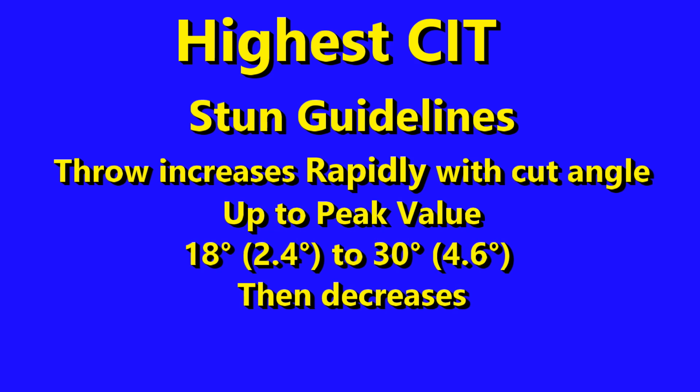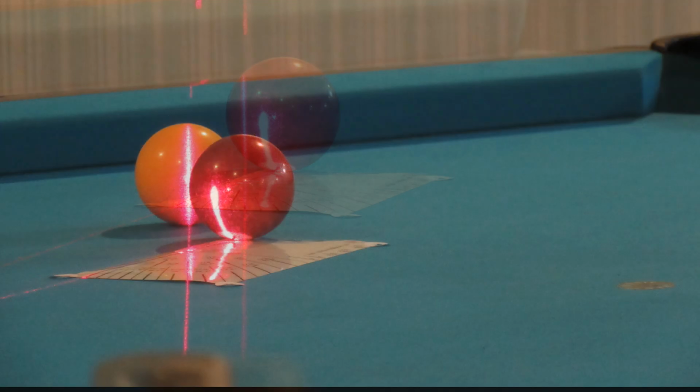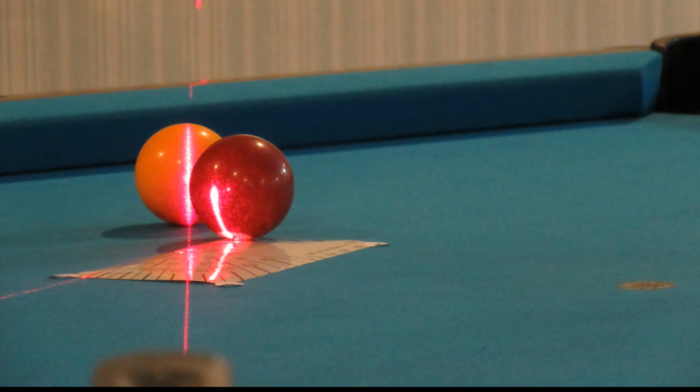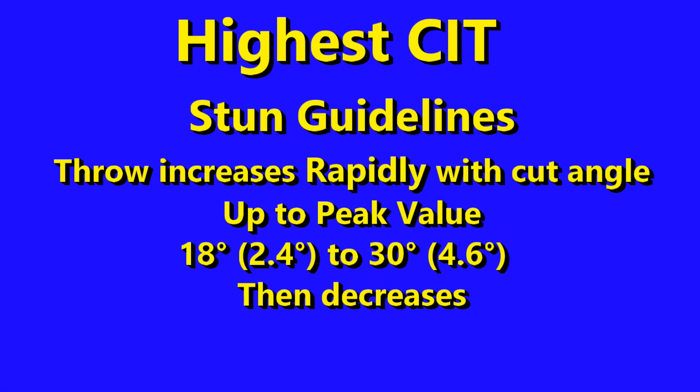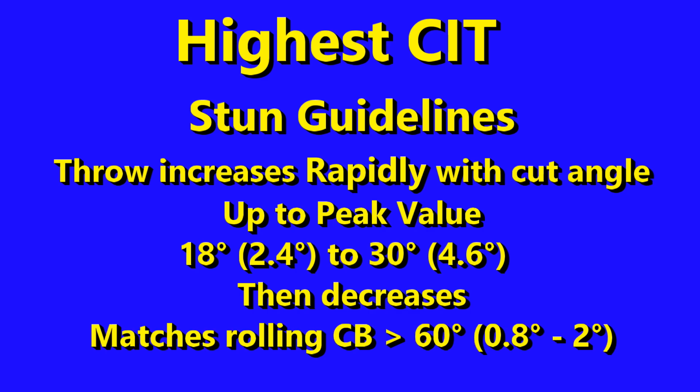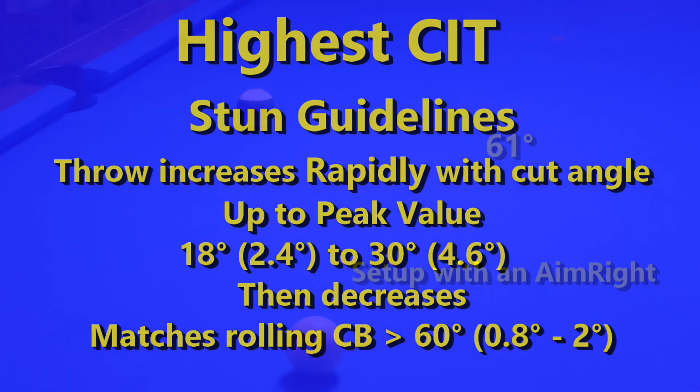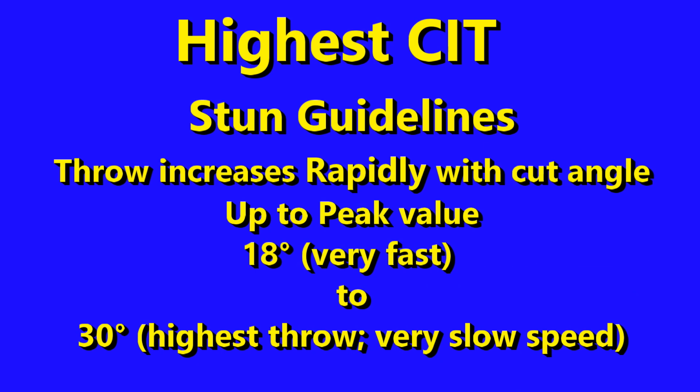With stun, there's especially strong throw, rising rapidly as cut increases, and peaking between about 18 and 30 degrees, depending on shot speed. And slow stun has the worst throw. That is, throw peaks in that range with stun and actually decreases some going towards thinner cuts and only drops to that of a rolling cue ball at about 60 degrees. Very slow stun peaks at 30 degrees.